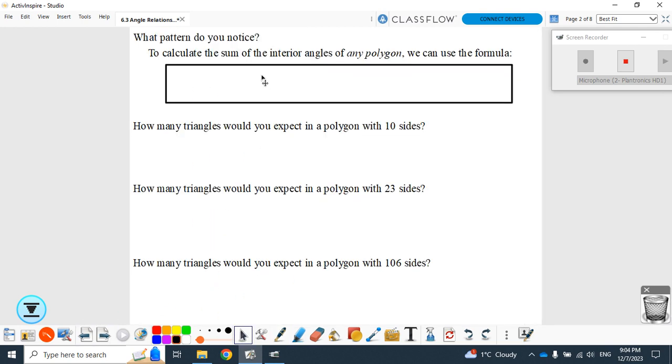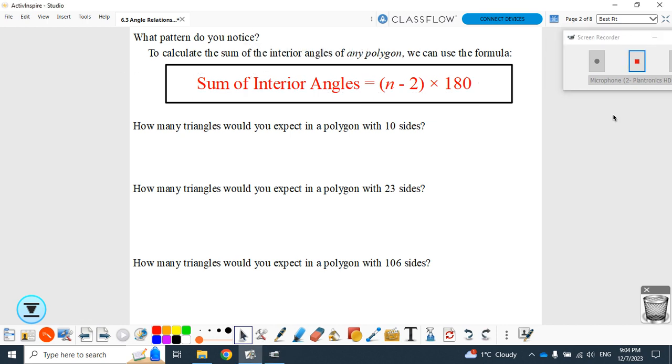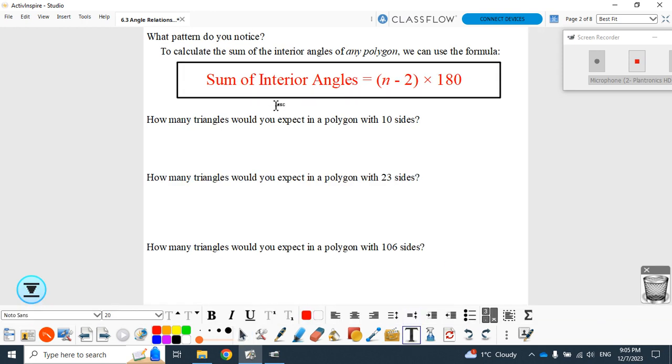Let's go look here. What pattern do you notice? Well, to calculate the sum of the interior angles of any polygon, we can use a formula. We're going to say that the sum of the interior angles is equal to n, which is the number of sides, right? Let's maybe write that in. N is the number of sides. You got to take away 2 from n, right? And then you're going to multiply that result by 180.